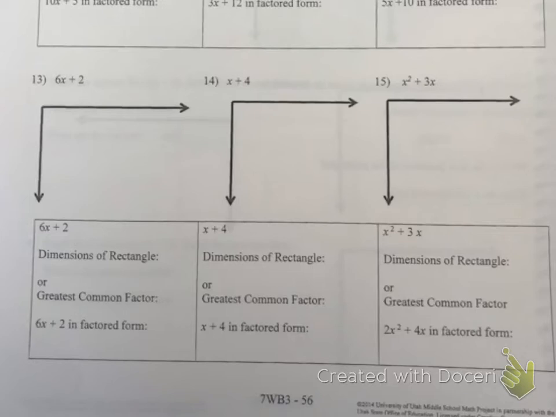So turn to your next page, page 56. We're going to do examples 13, 14, and 15 on this page. So we're going to use the array. So we have 6x plus 2. So this is the area. So when you're building the area, you need to make a rectangle.